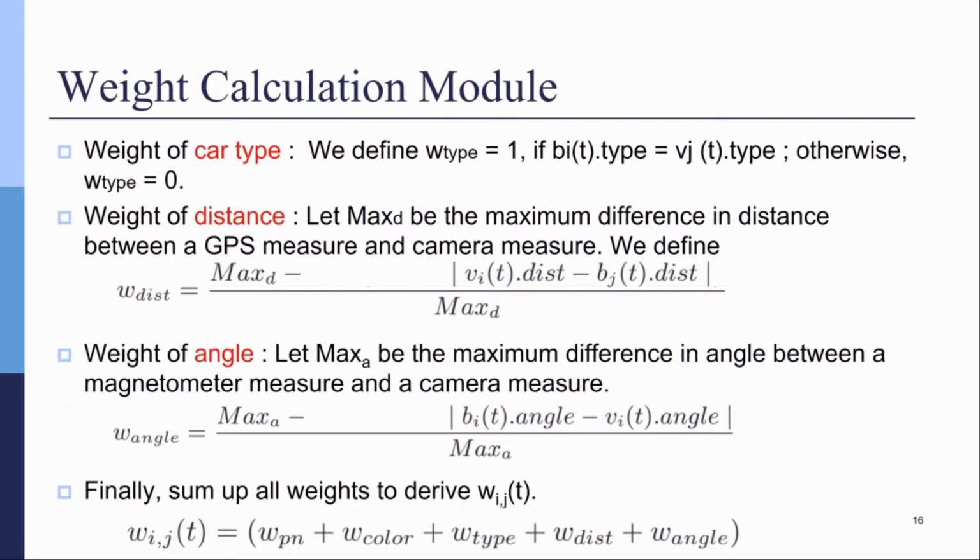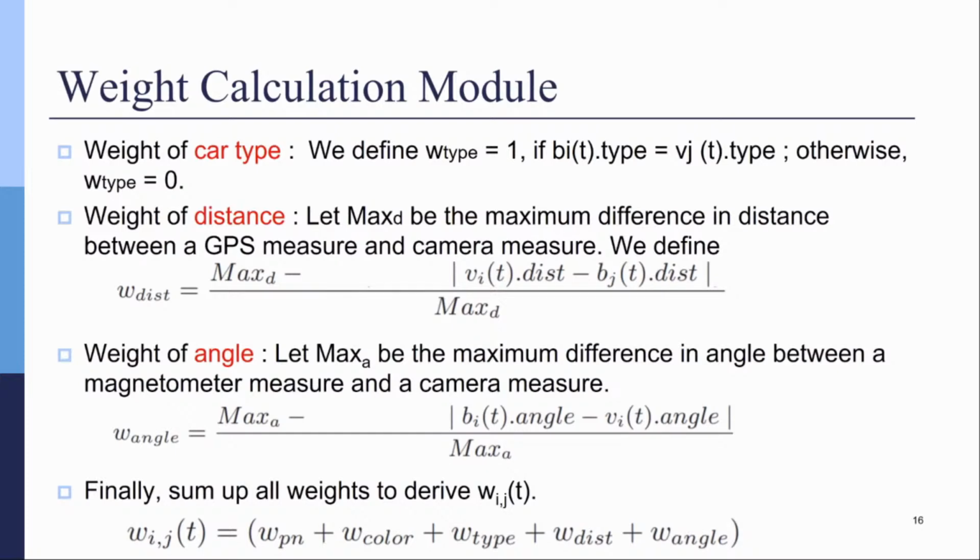The third weight is the car type. If the vehicle type of vehicle BJ and broadcast packet BI are the same, then the weight of car type equals 1. Otherwise, the weight of car type is 0. The fourth weight is the distance. We calculate the difference in distance between GPS measure and camera measure. The weight gets large when the distance difference is small.